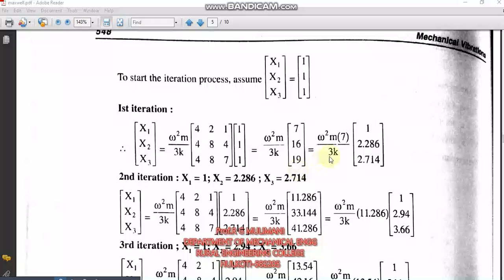For the next trial, these are the new displacements. Instead of 1, 1, 1, now you take 1, 2.286, 2.714. These are the new displacements. Now the multiplication of these two matrices gives us 11.28, 13.14, 286.